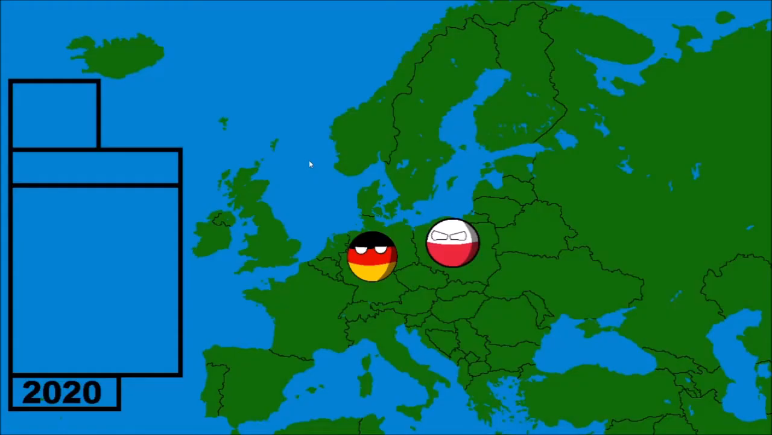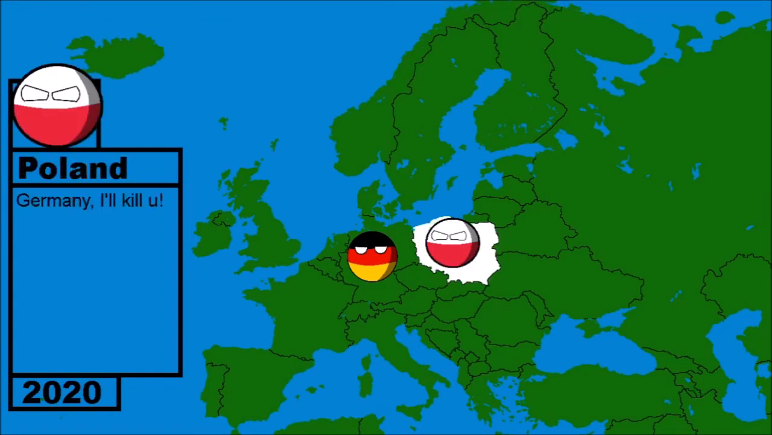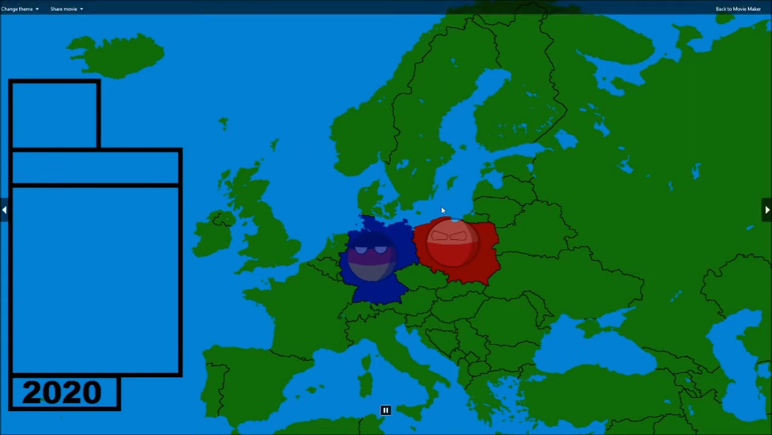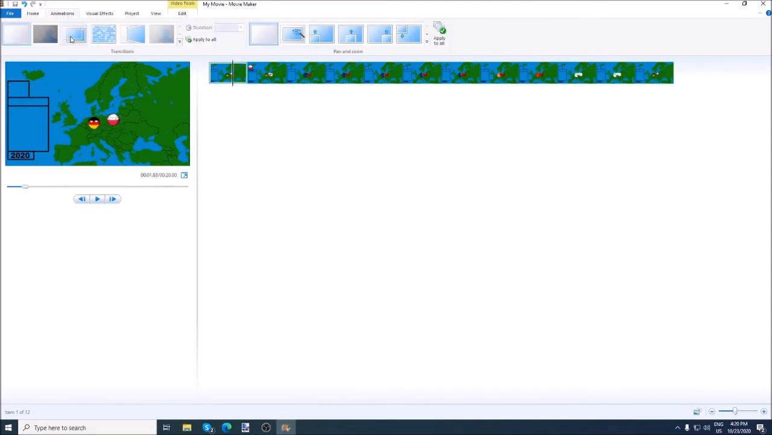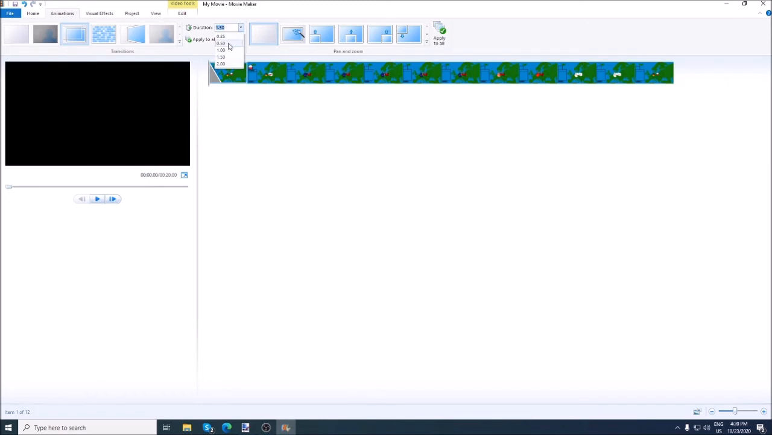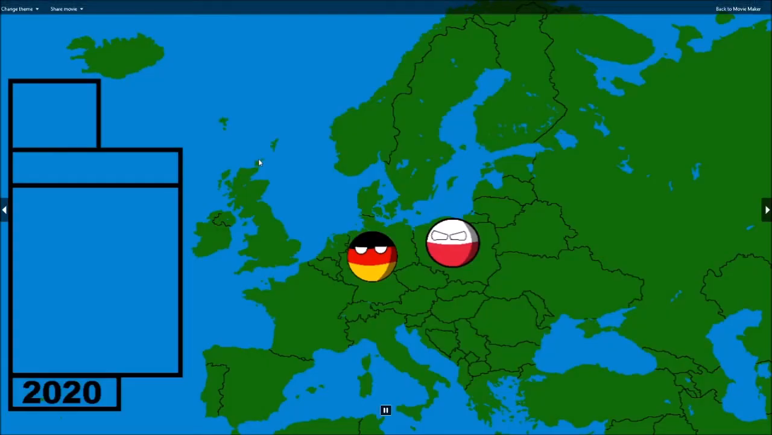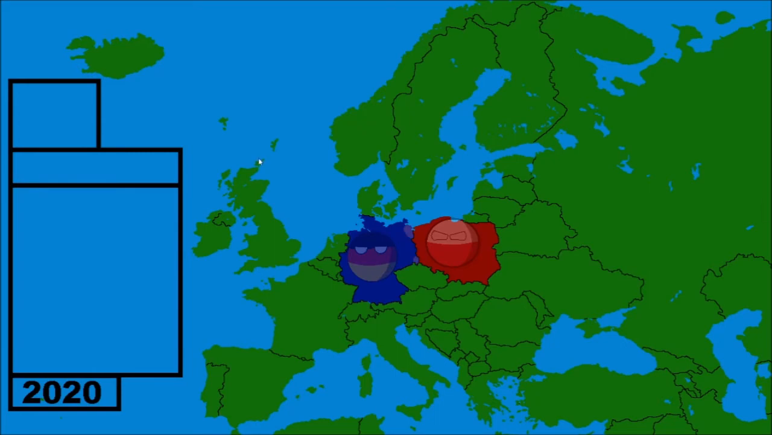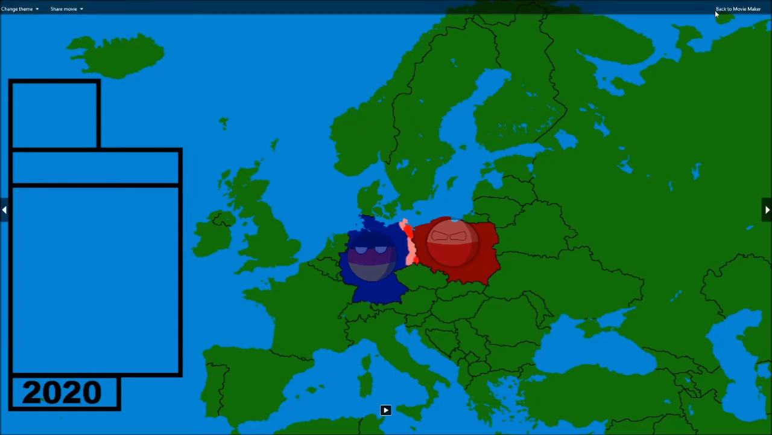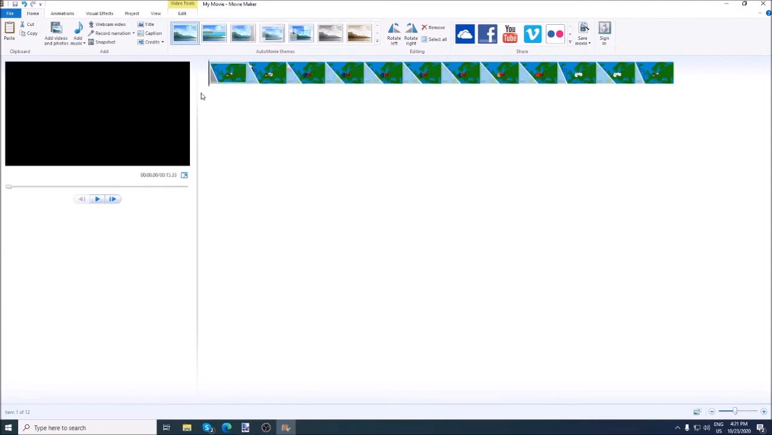Okay, so let's see. Germany, I will kill you. Yes, Poland is attacking, but you need to put animation. So, animation, select this one, set to this, and apply to all. And you have the animation, right? So it looks much better, right? Yes. So the video is almost done. Video editing is not that hard, actually.